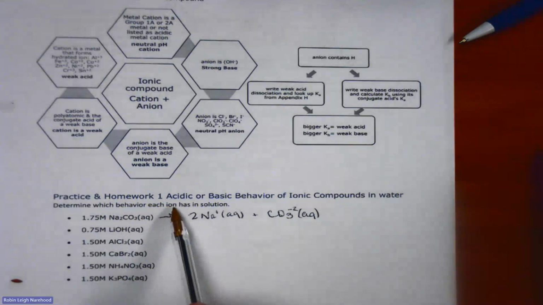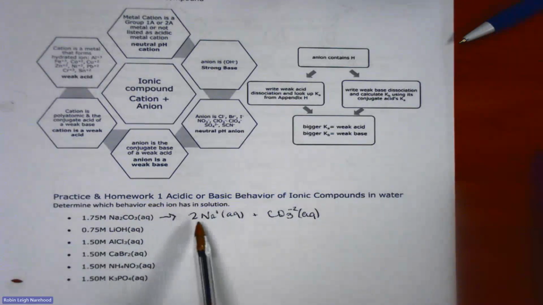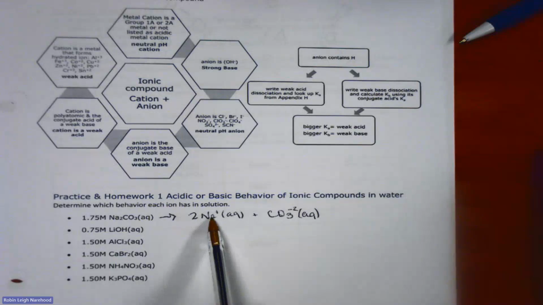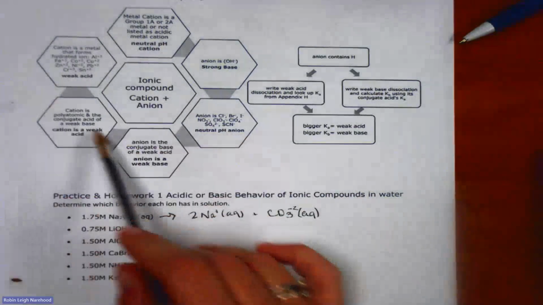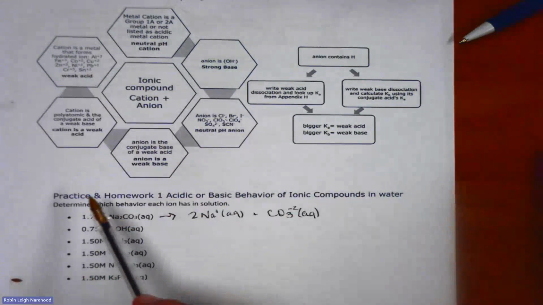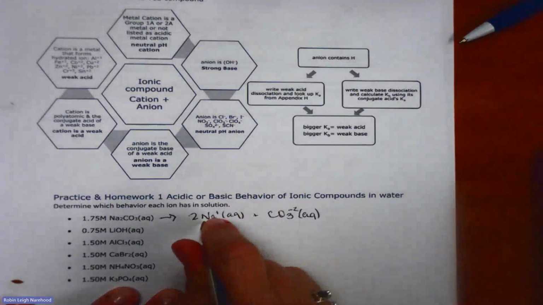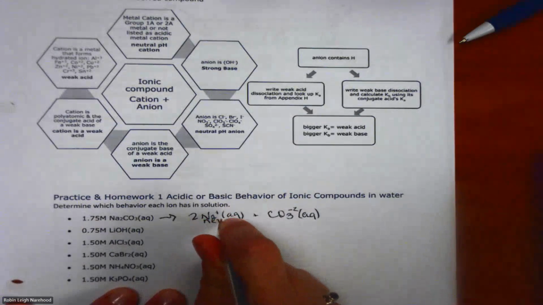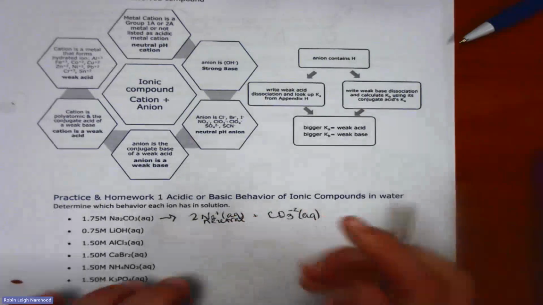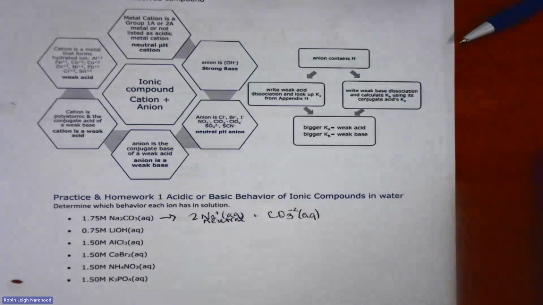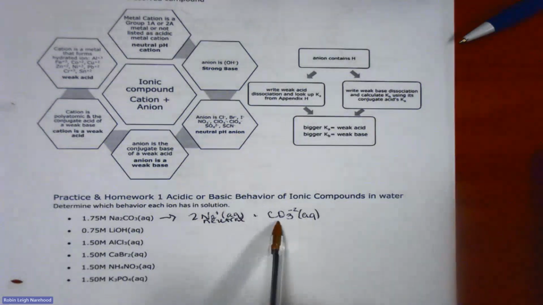Determine which behavior each ion has in solution. So sodium, which one of these conclusions should we draw for sodium? It's a neutral pH, so it has no effect. If either one of them has an effect, though, the whole entire solution is that. So you don't separate the sodium from the carbonate in the water, they're just separated. Okay, carbonate.